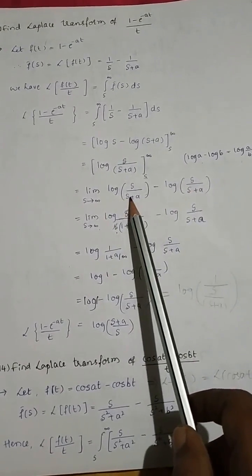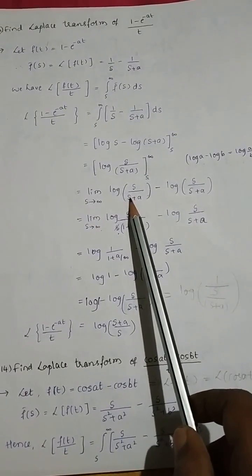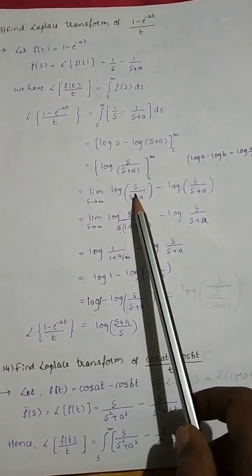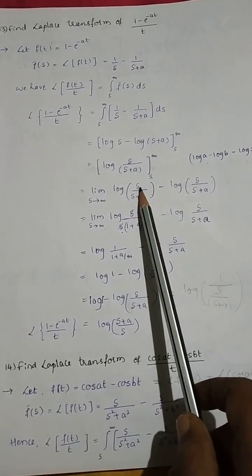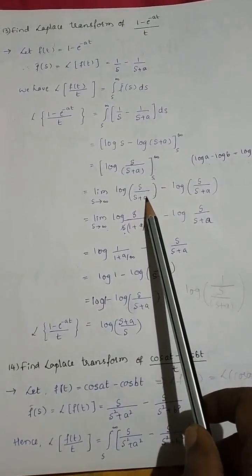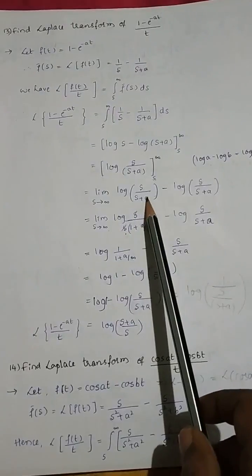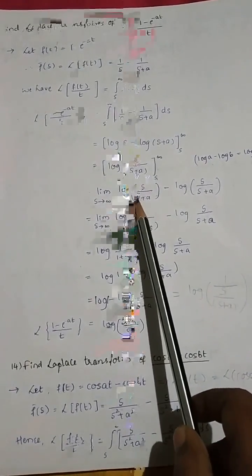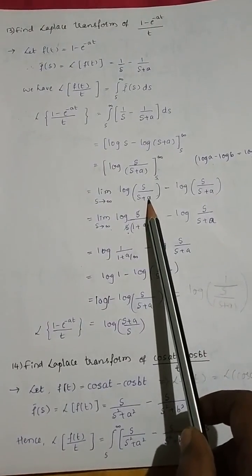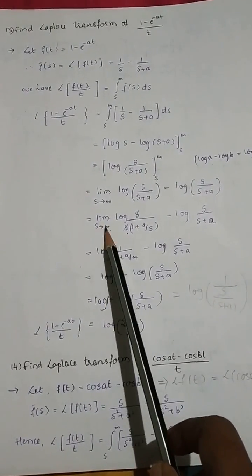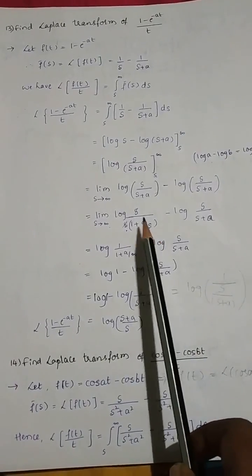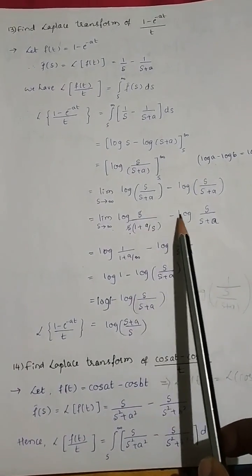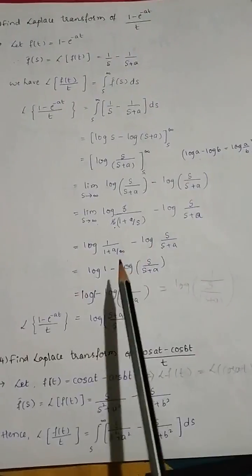Next, here I want to substitute s tending to infinity. To put an infinite limit, let me simplify this term first. If you directly put the limit infinity here we get infinite terms. Therefore, I am making some simplification here. In the denominator, I am taking s common from these terms. Taking s common, we obtain limit s tending to infinity of log of s upon s into bracket 1 plus a by s. S cancels here. Minus log of s upon s plus a.